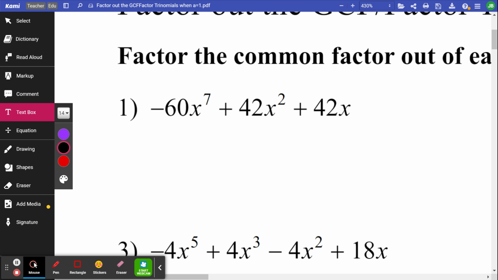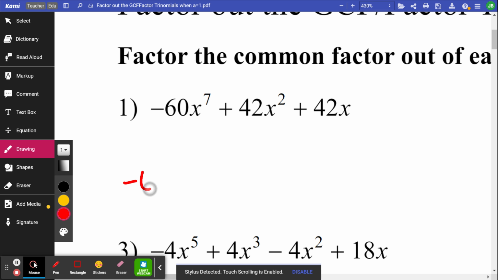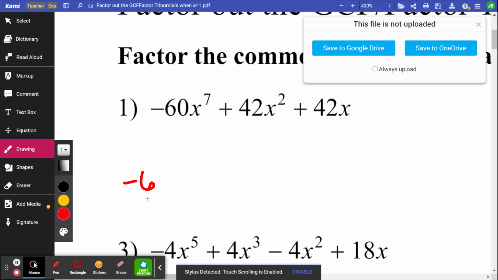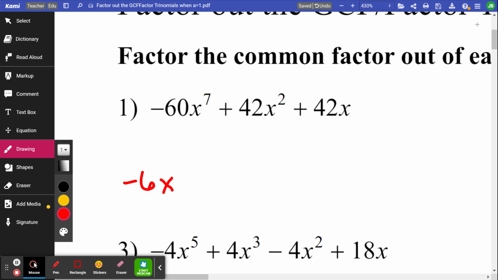So in the worksheet, you will see your first problem is negative 60x to the 7th plus 42x squared plus 42x. You're going to factor out the greatest common factor. So I'm going to go with negative 6. And then they all have an x, so I can put an x in there. Now I'm going to draw my parentheses and divide each of these by negative 6x.